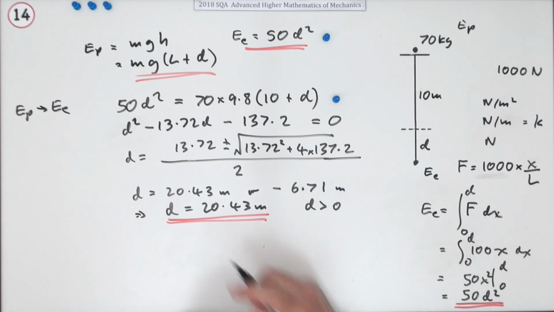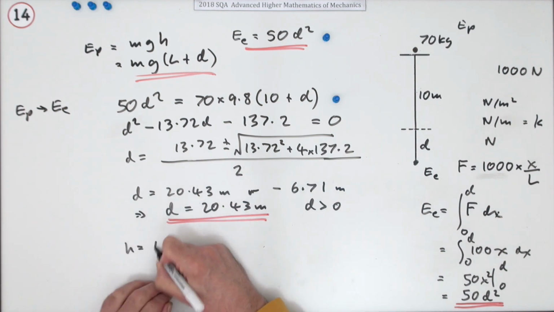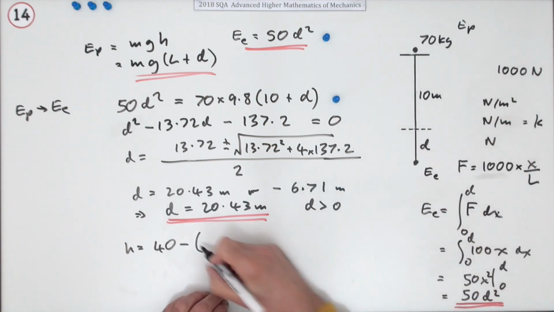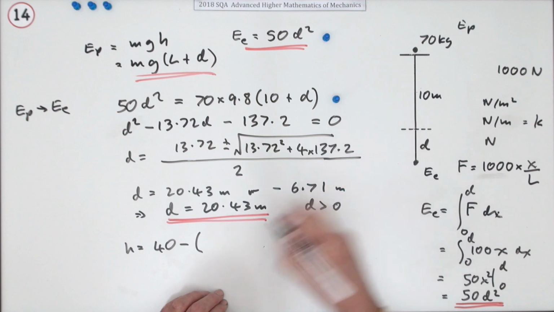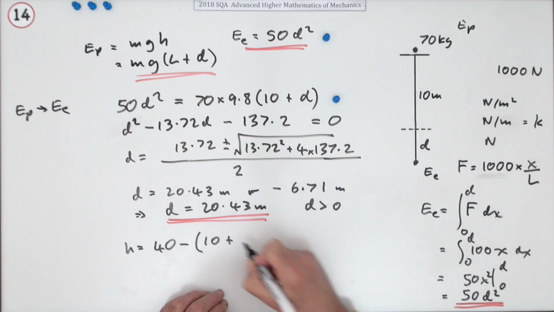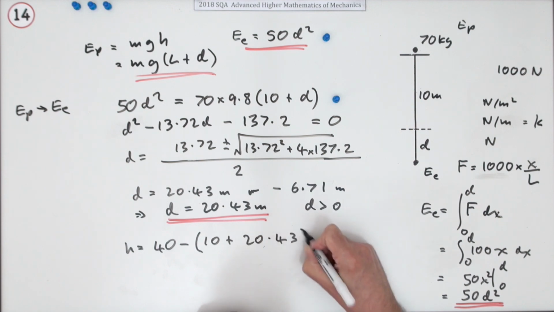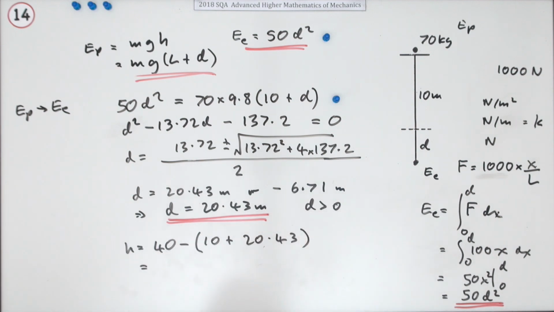Anyway, final part then, so what's the height above the river? Well, it was 40 below, so just take away the distances you know. The static length of the cord was 10 metres. It got stretched by a further 20, that's quite a stretch. So subtracting that away from that, that's 30 away from it leaves 10, so that'll just be 9.57 metres.